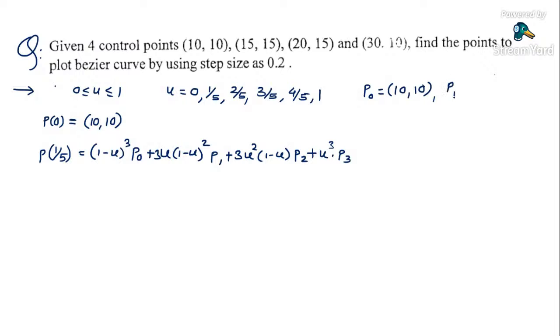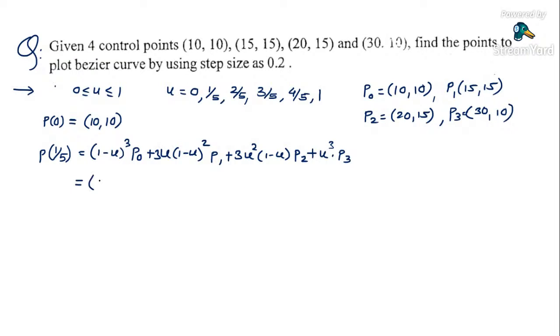What is P of 1? (15, 15). What is P of 2? (20, 15). And P of 3 is equal to (30, 10). Correct? So those values you have to put into this equation.